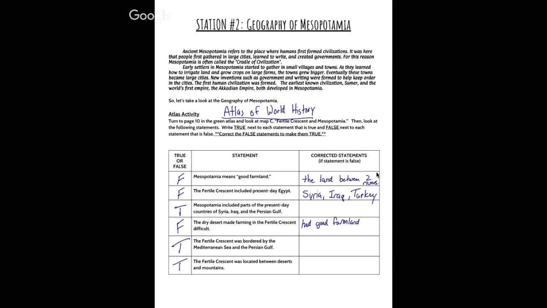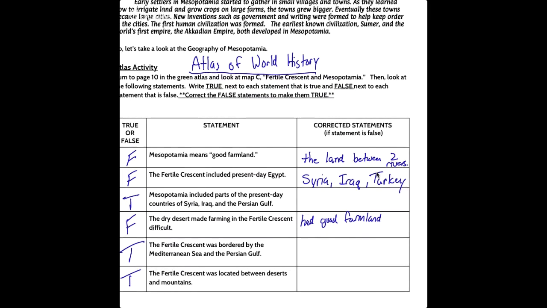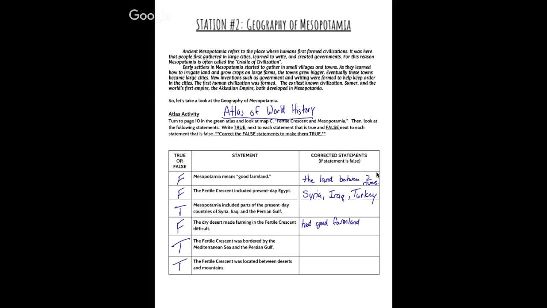And then we got some false statements. So that first statement, Mesopotamia means good farmland, is actually false because Mesopotamia means the land between two rivers, okay? We also know that the Fertile Crescent did not include present-day Egypt. Egypt was southwest of Mesopotamia, but we know that Syria, Iraq, and Turkey were part of it. And we also know that the dry desert made farming in the Fertile Crescent difficult is false because it had the two rivers, right? It had that good soil from the flooding rivers. And we know that that soil is called silt. And we know that it produced good farmland. So we did that for station 2.